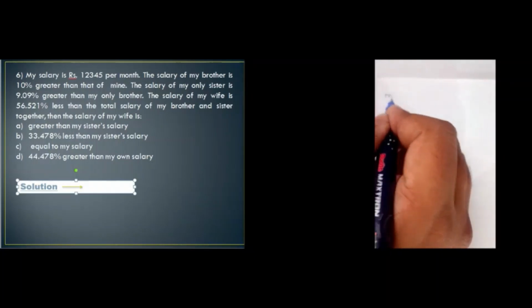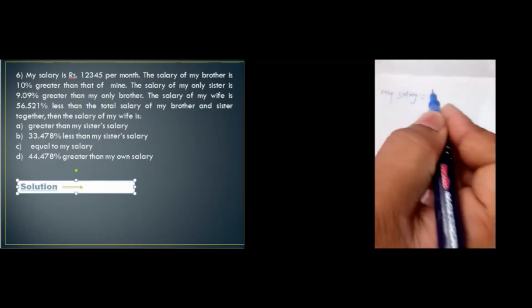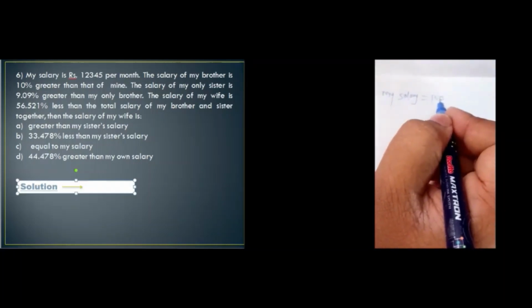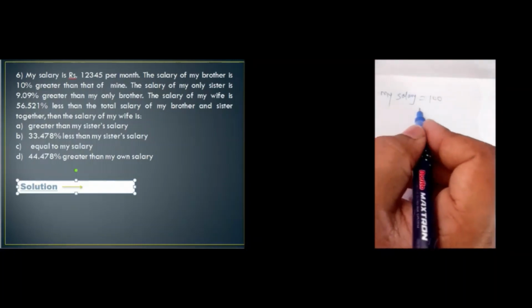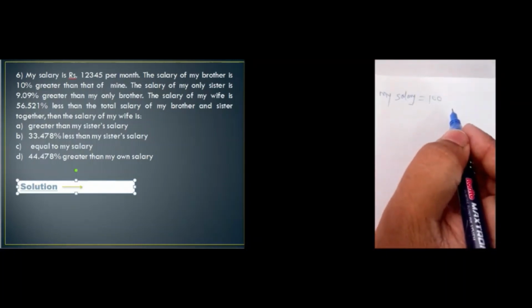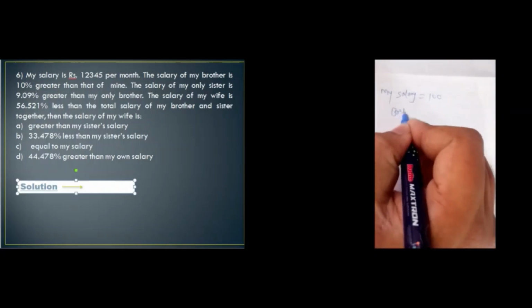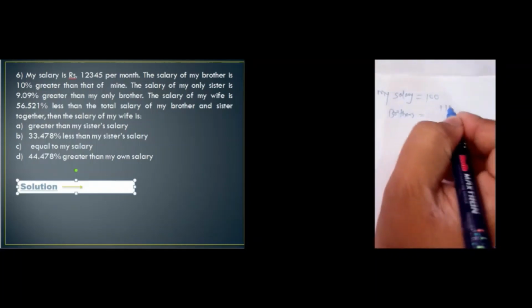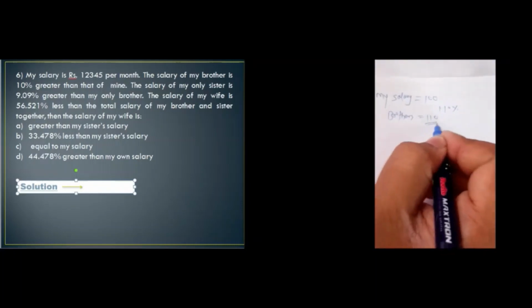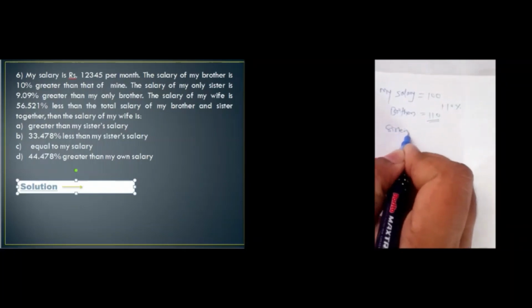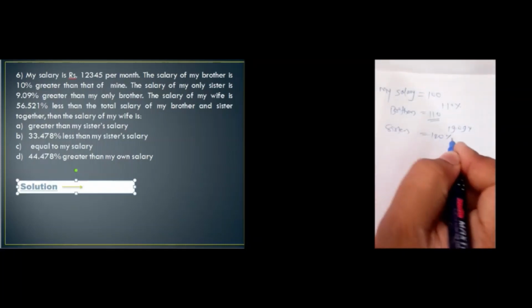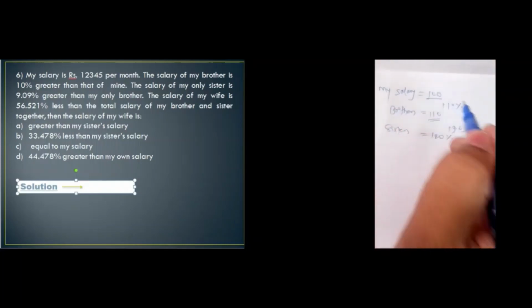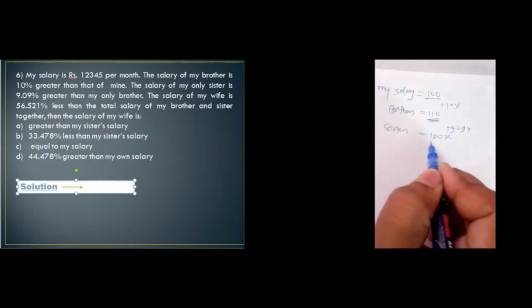Okay, let's consider my salary as rupees 100. Generally 100 is okay to consider whenever possible, because when we are calculating in terms of percentage, it will be easy to get the numbers. So my salary will be 100. My brother's salary is 10% more than my salary, so the brother's salary will become 110. Then the sister's salary is plus 9.09% additional, so it will become 120. So my salary is 100, brother's salary is 110, and sister's salary is 120.